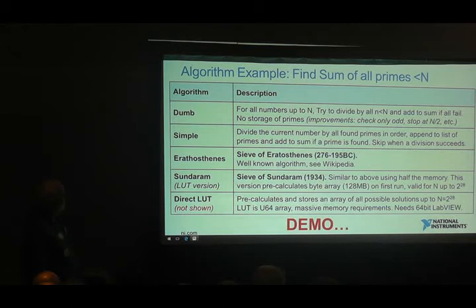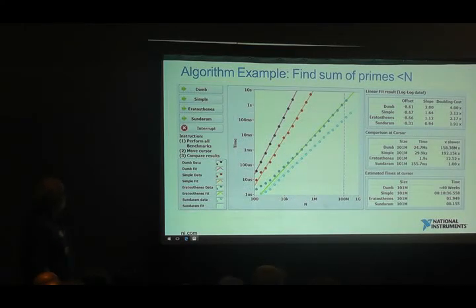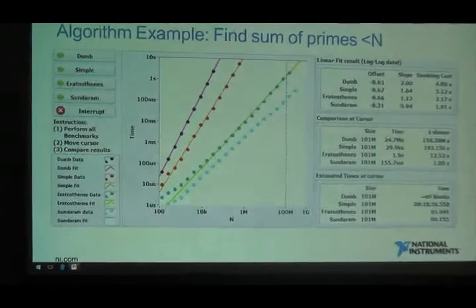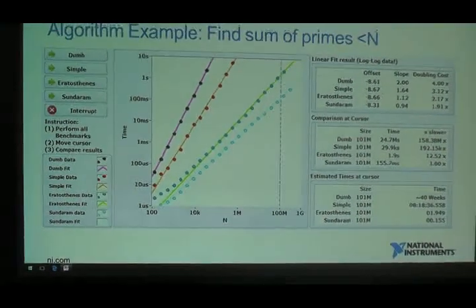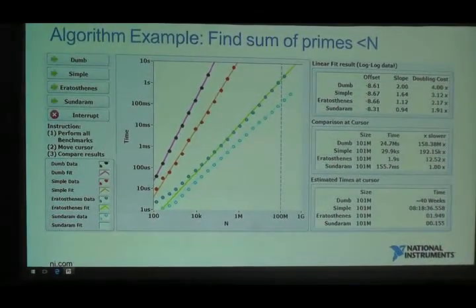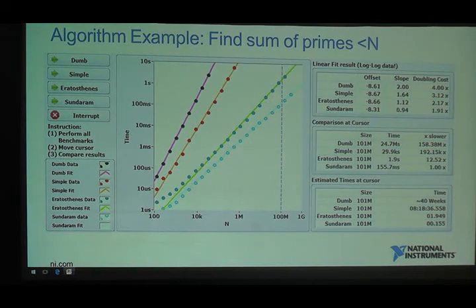So yeah, I'm not going to show the demo. But I made a VI. You click on any of these buttons, and it doubles the size until it takes more than 2 seconds, or it reaches the 2 to the 28 size. And if you look here, this one goes really steep, and if you look at the slope, it's 2. That means the doubling cost, if you double the size, it's 4 times slower, right?